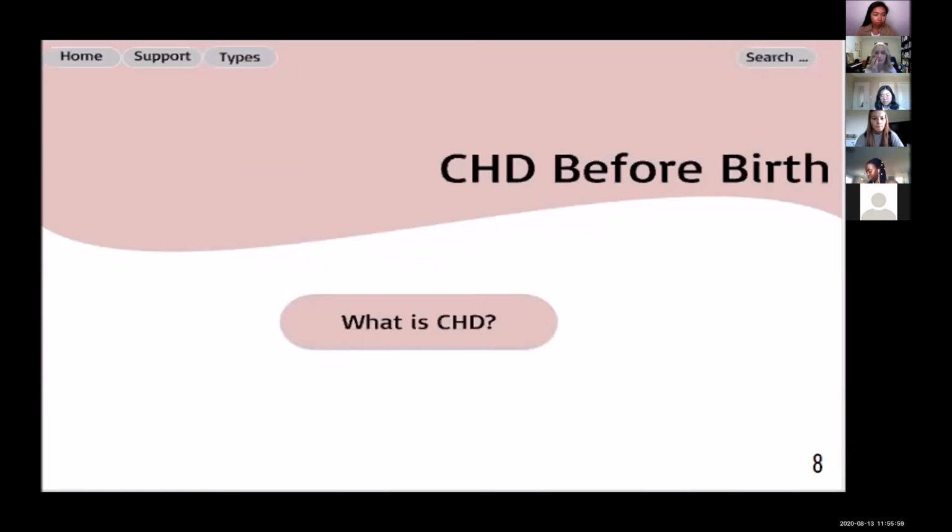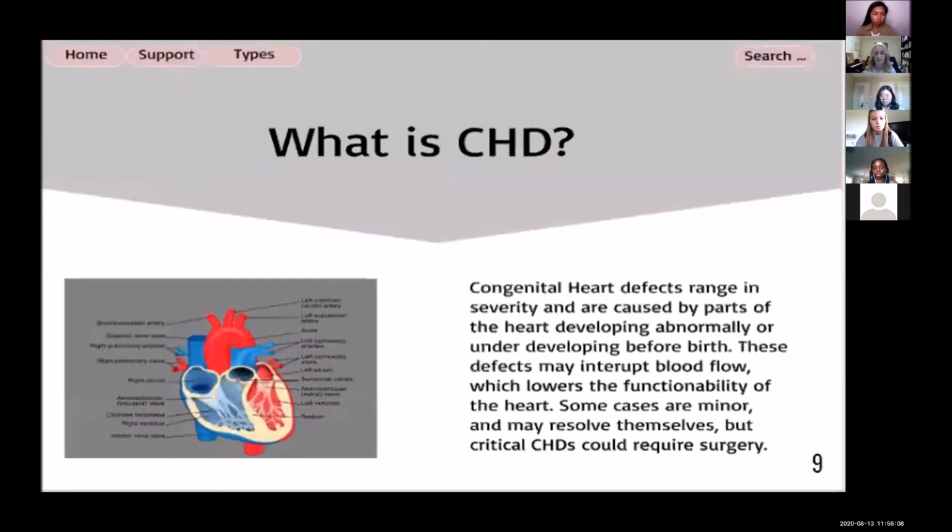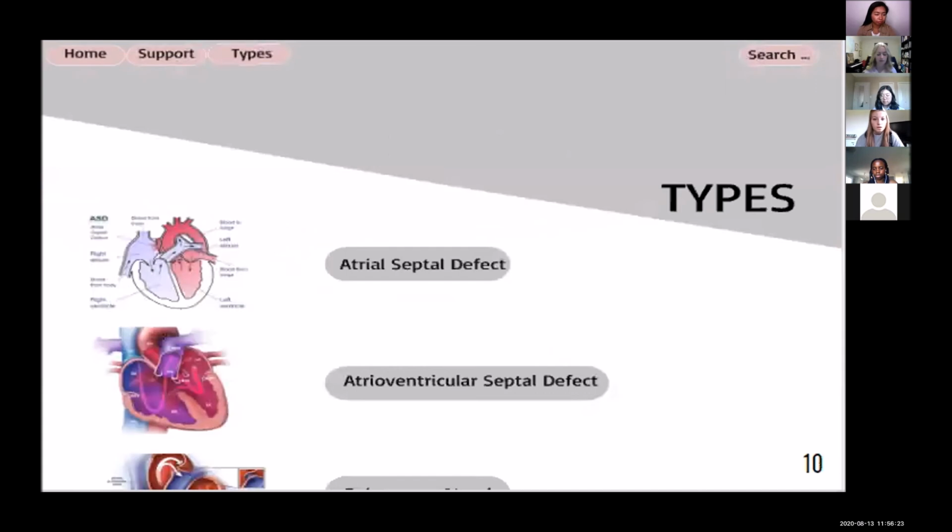So this is the home page. The top bar gives you access to the support page and the types page. And if you click on the what is CHD button, it takes you to this description. So this page just shows a simple diagram of what a normal heart looks like, and then it explains what congenital heart defects are. And then if you click on the types bar, it takes you to this page, which is scrollable and has images, then buttons, which lead you to the 5 congenital defects that I covered in my website. So they are atrial septal defect, atrial ventricular septal defect, pulmonary atresia, ventricular septal defect, and tricuspid atresia.